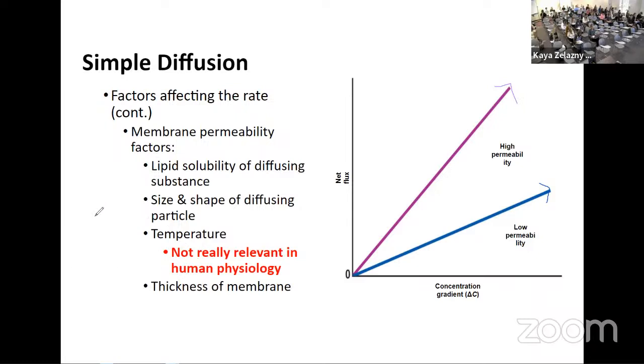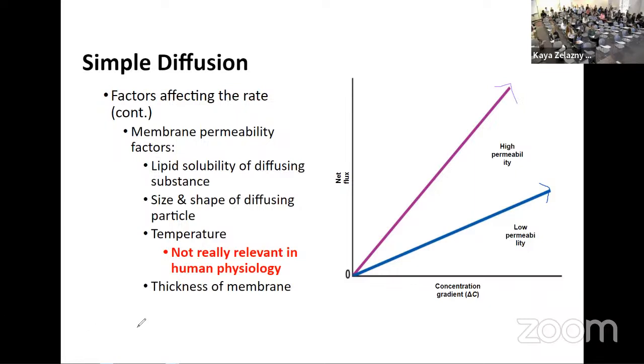Size and shape can make a difference. It needs to be small enough to diffuse across the membrane in the first place, but some things are a little bigger, some are a little smaller, some things are different shapes. Temperature would make a difference in that if temperature goes up, stuff moves faster and therefore diffuses faster, but temperature is a regulated variable, part of homeostasis in human bodies. So that's not going to be really relevant for human physiology, which is what we're concerned about in this course.